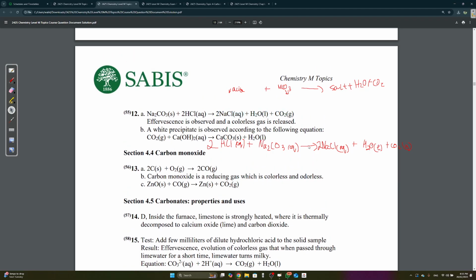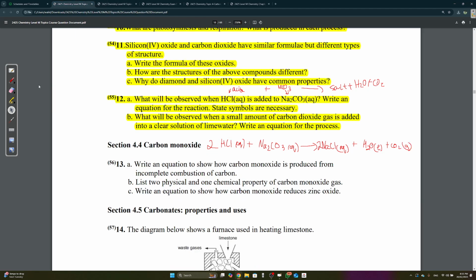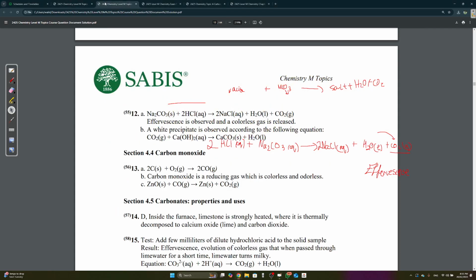Yeah, exactly like this. Okay, and they said what is observed, right? What will be observed? Whenever you have a gas being produced, what do you say? Effervescence, right? Remember this from chapter 3. So since we have a gas being produced, you say effervescence. And try and add as much as you can. They also said a colorless gas is released. It's not really an observation. If it's colorless, how can you see it? But just say it, colorless gas released.